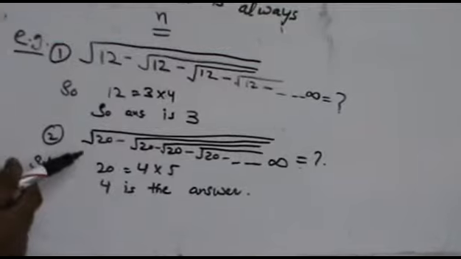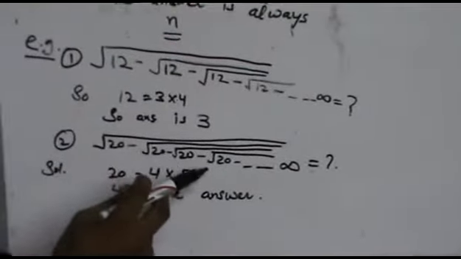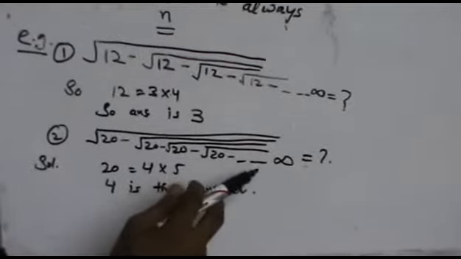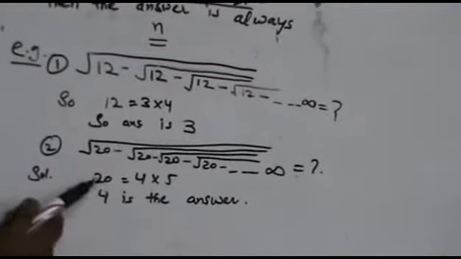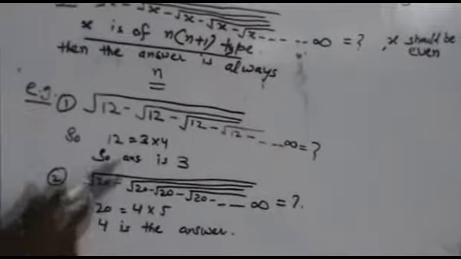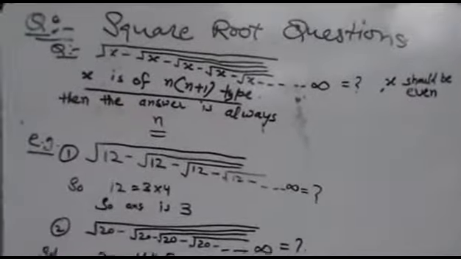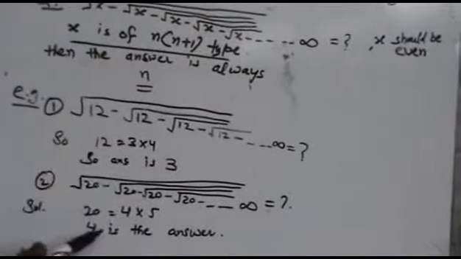Suppose again another example, under root 20 minus under root 20 minus under root 20 minus up to infinity. What would it be equal to? You can divide 20 into two consecutive terms, 4 into 5. So the answer is always 4, because it is the smallest. This question is of n into n plus 1 type. 4 into 5 means n into n plus 1. So in these kind of questions, the shortest term is the answer.